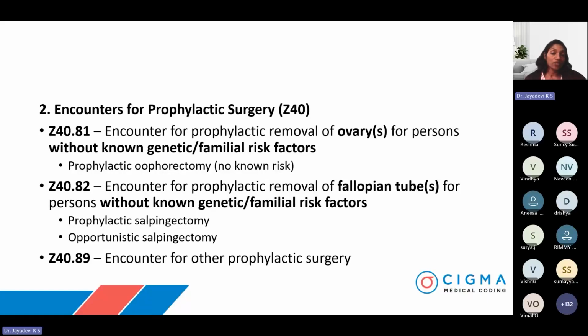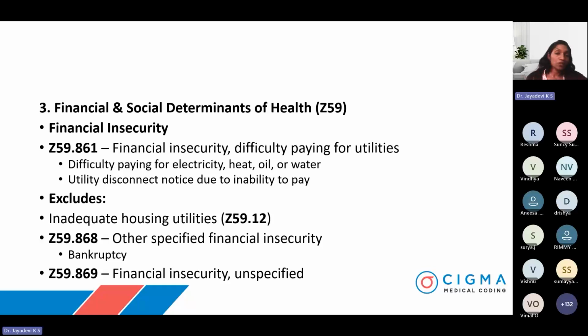Now, financial and social determinants of health is at Z59. Financial insecurity. You might have seen certain persons undergoing accidents or suicidal cases, where the cause may be financial insecurity. So these can be used as external cause codes. Z59.86.1, financial insecurity, difficulty paying for utilities, is used as an additional status code. This excludes inadequate housing facilities; it cannot be used along with inadequate housing utilities.